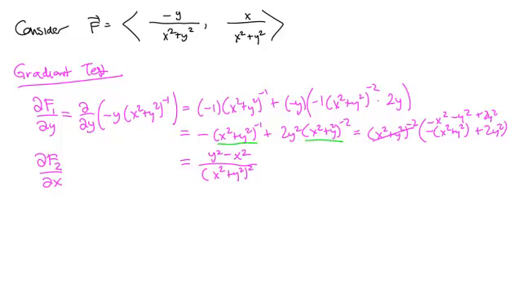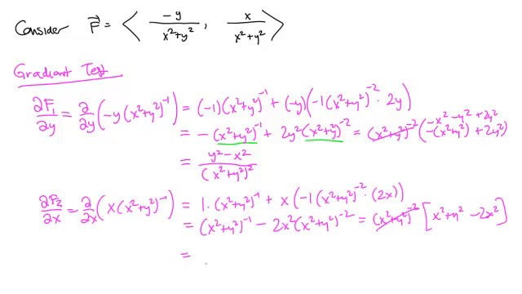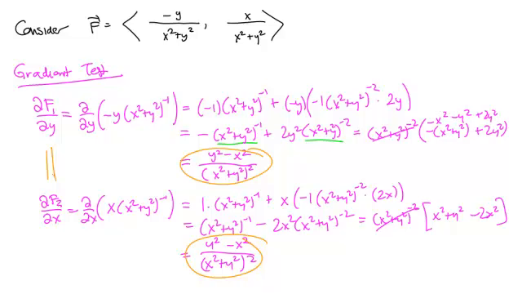Now let's focus on the second partial derivative, which I'm going to have to move down a step. The partial derivative of f2 with respect to x. We get an x squared plus y squared, squared in the denominator, and in the numerator we have y squared minus x squared. And so these two things match. Del f1 del y is equal to del f2 del x. The gradient test checks out.